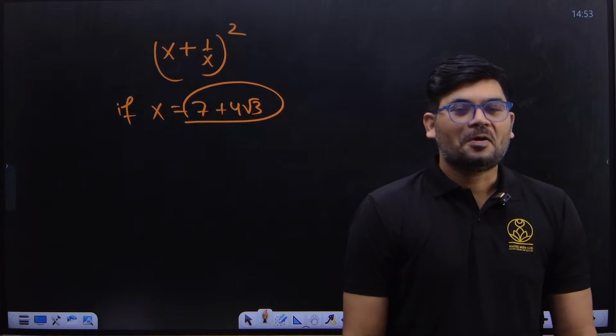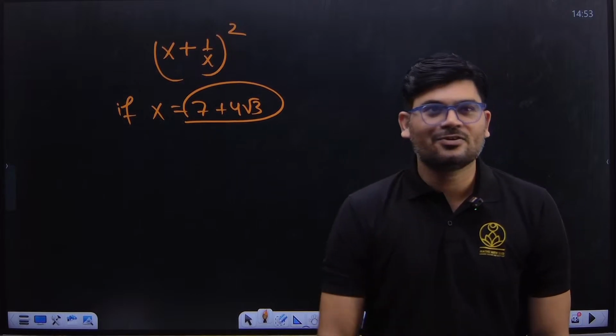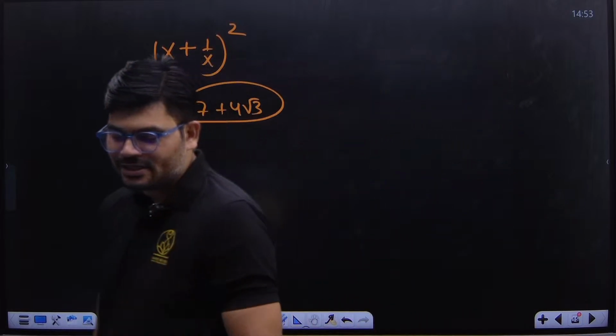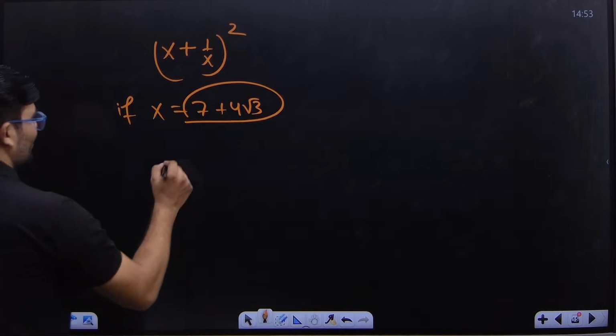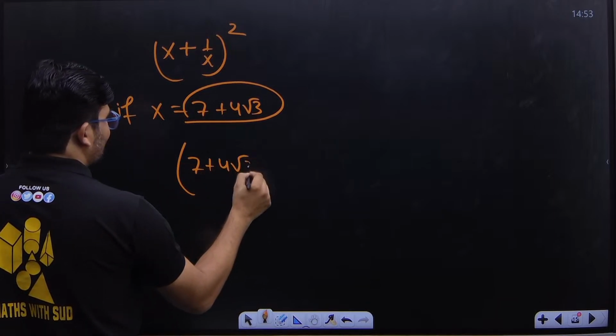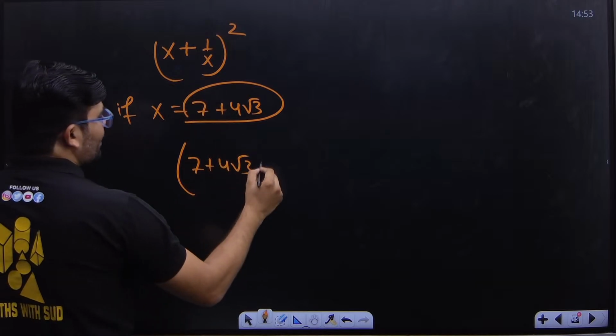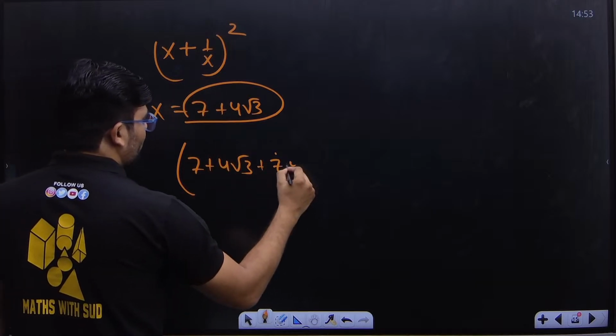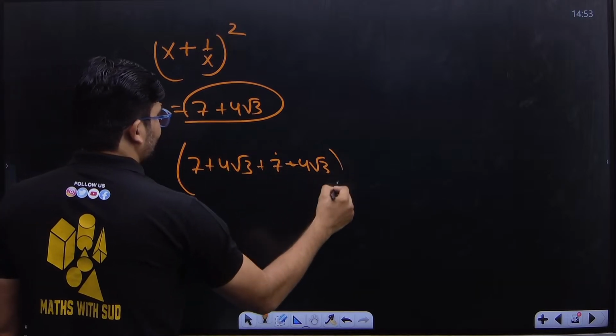But it's hardly a 30-second question, because you can cancel them out. Yes. So now 7 + 4√3 is x. So what will be 1/x? It will be 7 − 4√3. Are you getting it? Yes, sir.